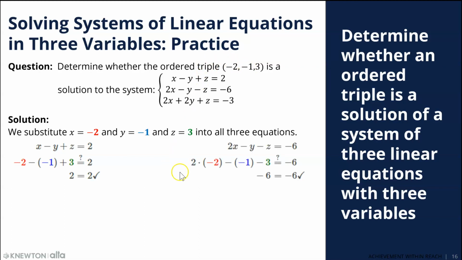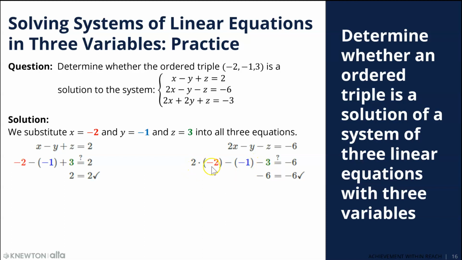That means this point is on this plane here. Then check the second equation. The second equation is 2x minus y minus z equal to -6. Verify if when you substitute x here by -2 and y by -1 and z by 3, will you get -6? So plugging in these values to the variables here, we get 2 times -2 minus -1 minus 3.